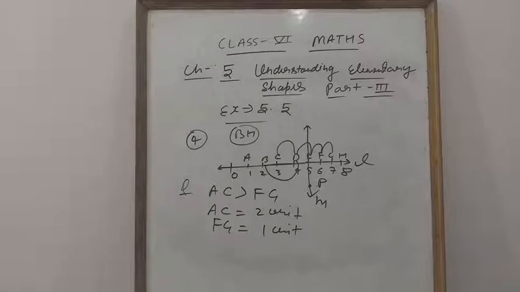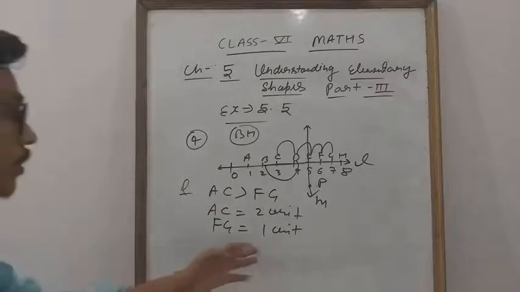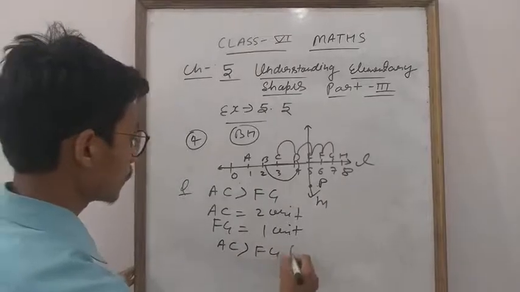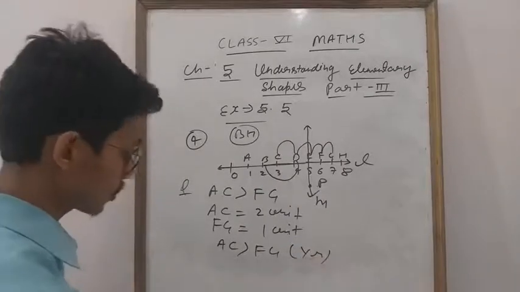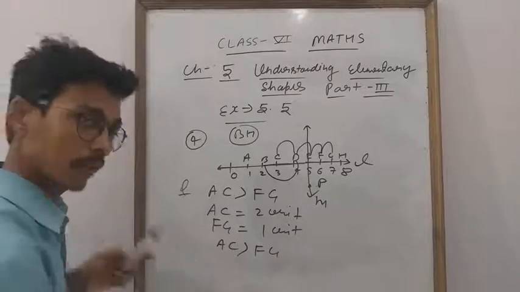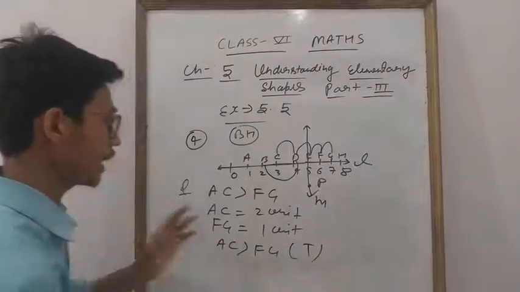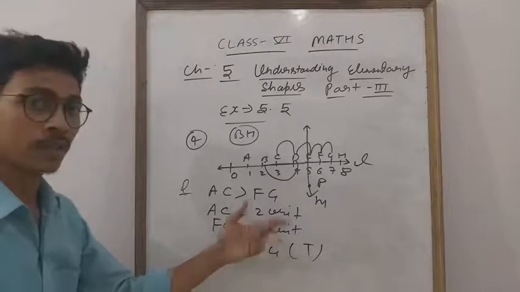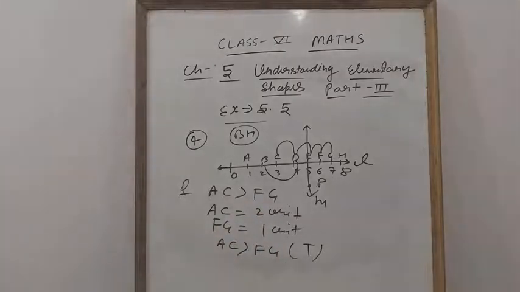Okay, everyone. तो A to C 2 unit and F to G 1 unit. यानी you can say yes AC greater than FG. This is yes. मतलब this is true. Clear, everyone? Why? Because A to C 2 unit and F to G 1 unit. So which one is greater? AC is greater. This is very easy question. And next you will do yourself, student. Okay, all are very easy.